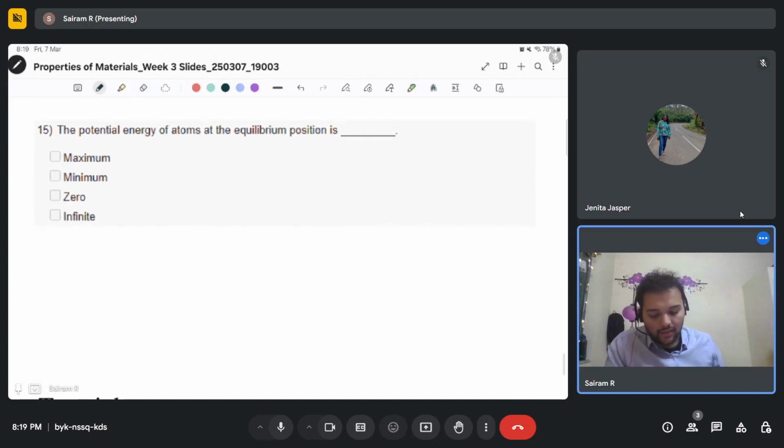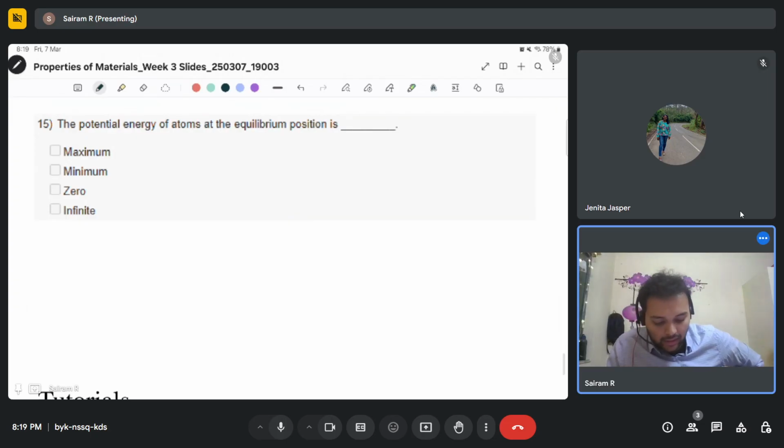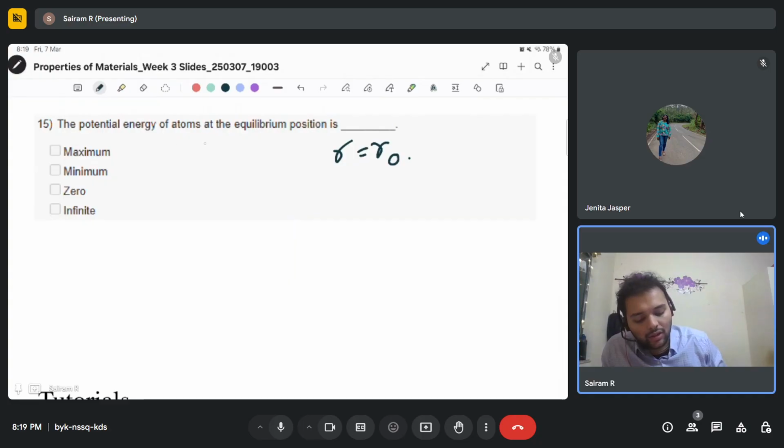Okay, final question. The potential energy of atoms at the equilibrium position is, so when we talk about the equilibrium position, which means R equals R naught, the potential energy of atoms at the equilibrium position is at its minimum.